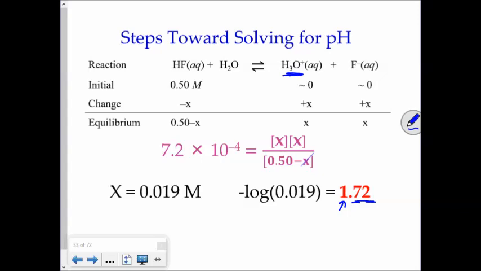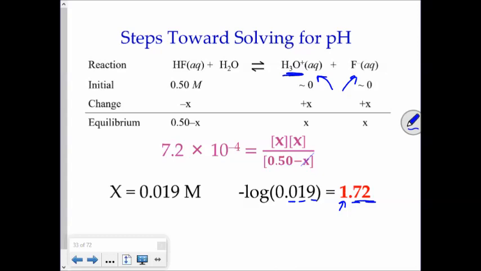Well, that's how much we're starting. But basically, we're saying, if you look here, when you put 0.5 molar HF in water, only 0.019 is actually going to ionize into the hydronium and actually break apart. Most of it stays together. Only a tiny bit of it really actually turns into the ions.